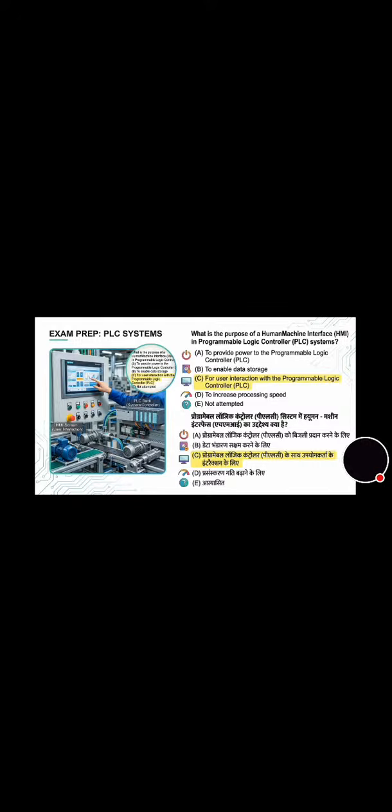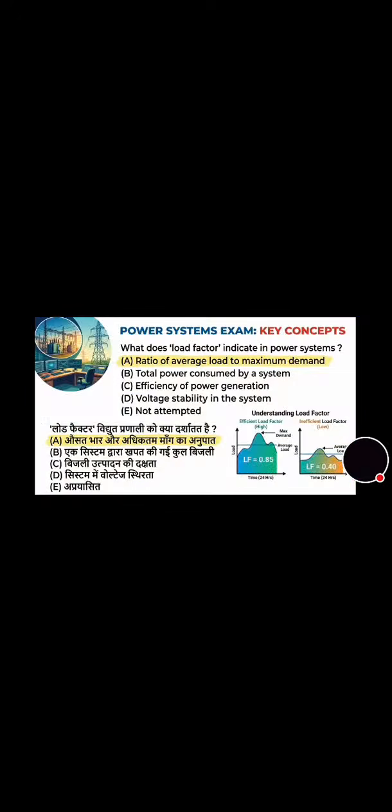Now move towards the next question. What type of motion do electrons exhibit in a conductor due to thermal effects? And its correct answer is option A, that is random motion. Now move towards the next question. Next question is on the screen. What does load factor indicate in a power systems? And correct answer is option A, that is ratio of average load to the maximum demand.